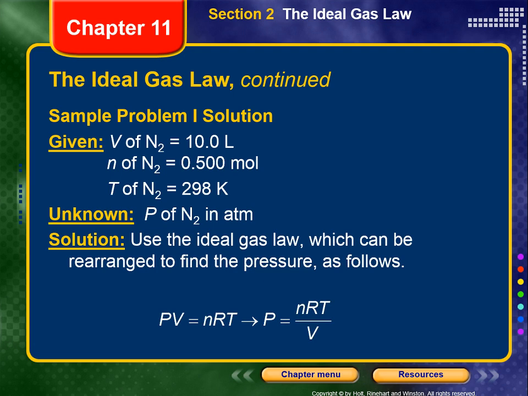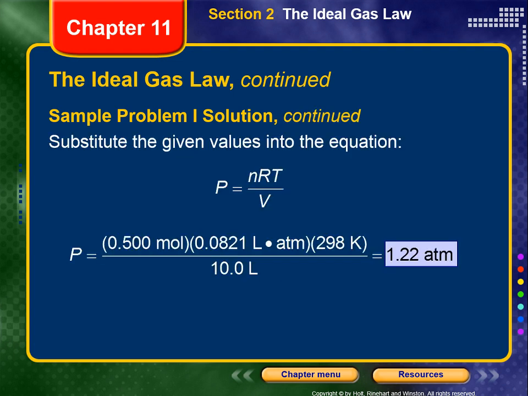So we're going to use the ideal gas law, which can be rearranged to find pressure as follows. Right? Simply divide both sides by volume to get pressure by itself. That way we can plug and chug. So we substitute our values in. I make sure that the value I use for the ideal gas constant is consistent with atmospheres in liters, and that way I can have my answer in atmospheres and have liters cancel out. And so, plug and chug, I get 1.22 atmospheres of pressure.